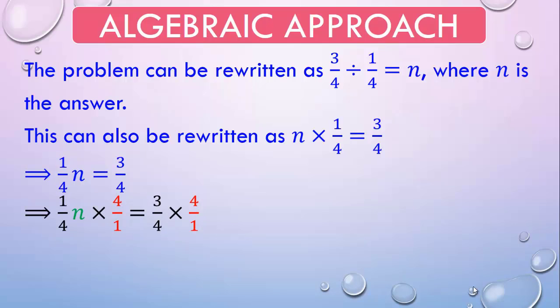Multiplying the reciprocal of the divisor by both sides of the equation, the 4 cancels out the 4 at the left hand side of the equation, and the 4 cancels out 4 at the right hand side of the equation. Simplify to the answer n is equal to 3. Therefore, 3/4 divided by 1/4 is equal to 3.